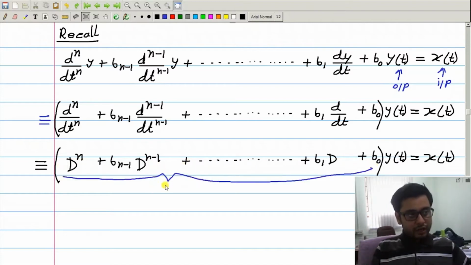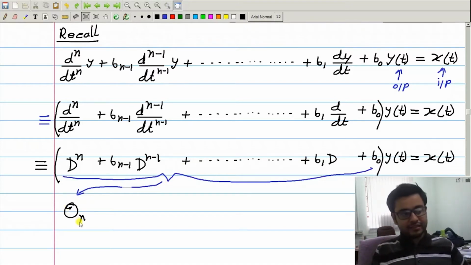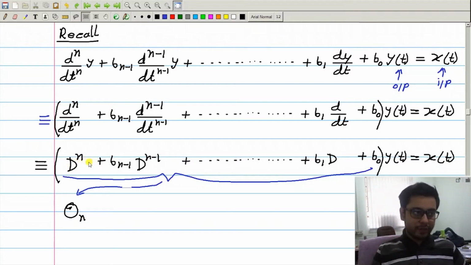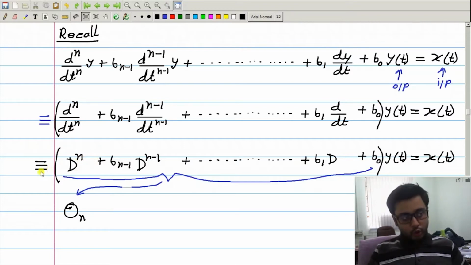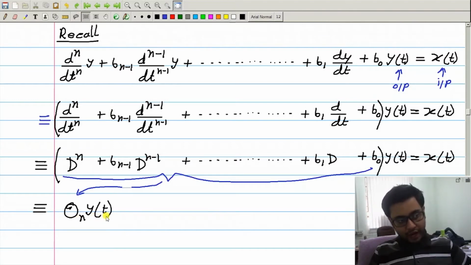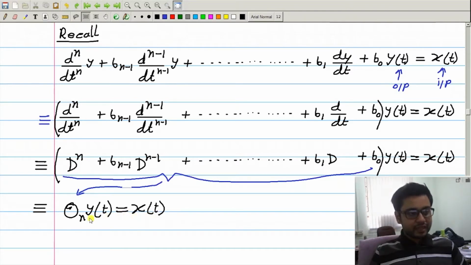with a shorthand symbol O_N. O for operator, and this N reminds us that this is an nth order differential operator. So this long equation then can be written like this: O_N acting on y is equal to x. This is much easier to write.